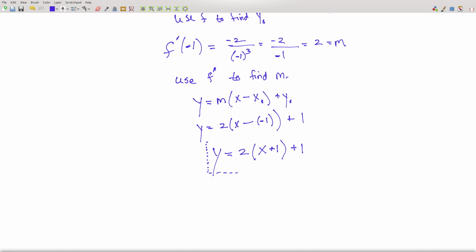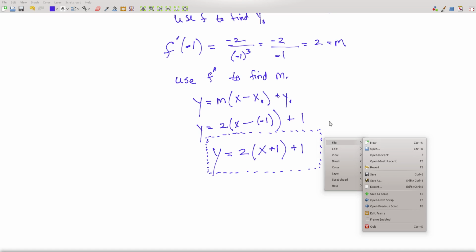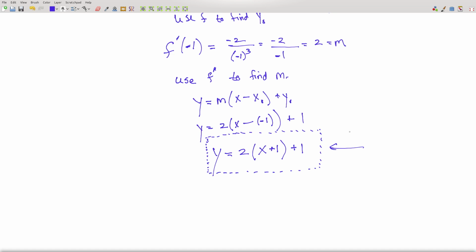There it is. This is the equation. This is an equation of a line, and it's a very important line. It's the line that is tangent to the graph of f at x equals -1. We can call this the line of tangency at x equals -1.